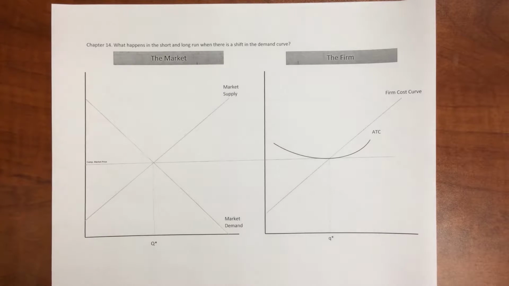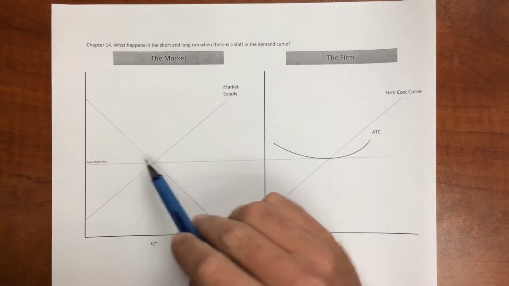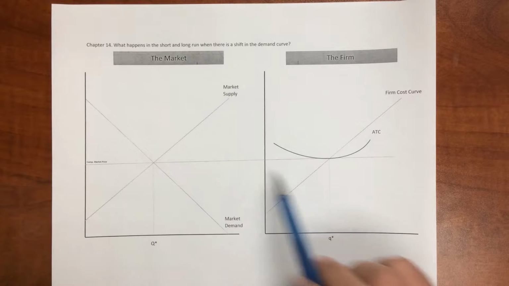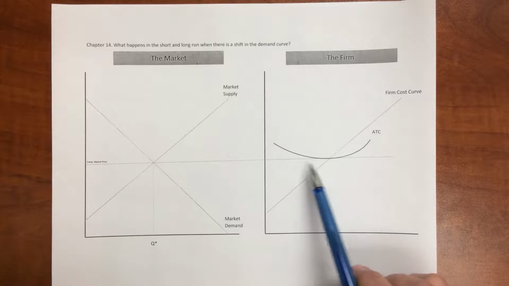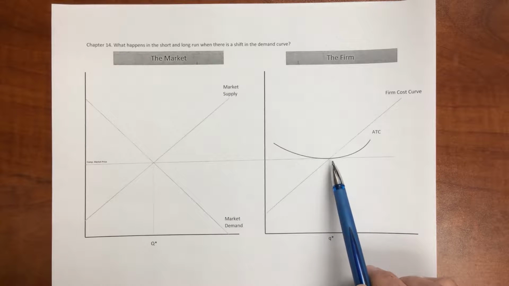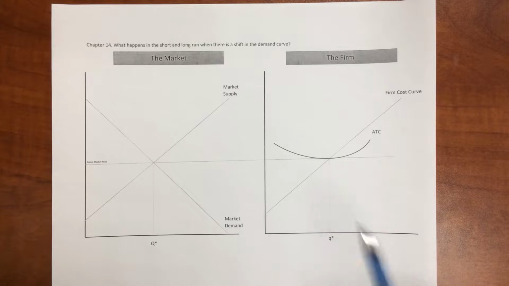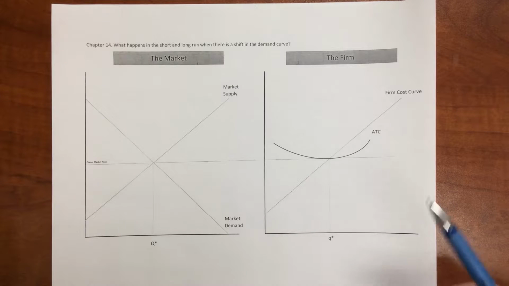And so here we have the market in a competitive market equilibrium. And for the firm, we have price equal to marginal cost, and price equal to average total cost, so there are no economic profits at this point. And the question I want to ask is what happens in the short and long run when there is a shift in the demand curve?